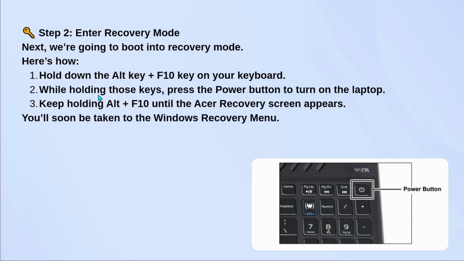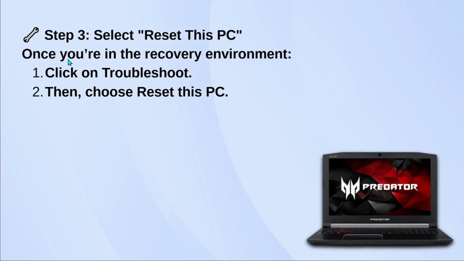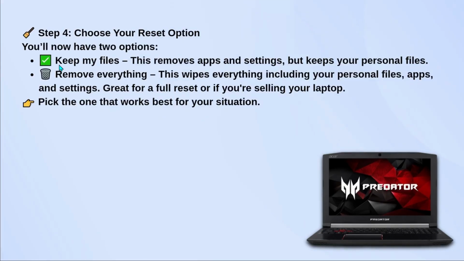Once you're there, click on troubleshoot and then select reset this PC. At this point, you'll get two options. You can choose keep my files, which removes apps and settings but keeps personal files like documents and photos, or you can go with remove everything, which completely wipes the laptop. This is what you want if you're doing a full reset or planning to sell or give it away. Pick the option that works best for you, then confirm and let it run.